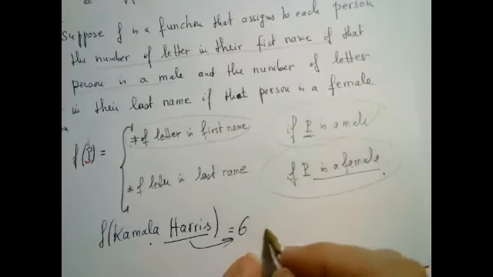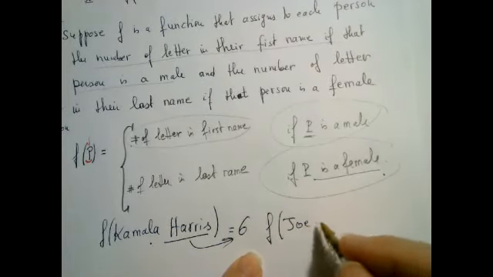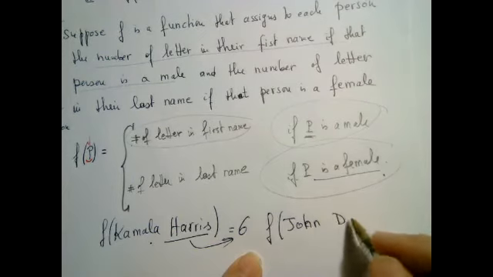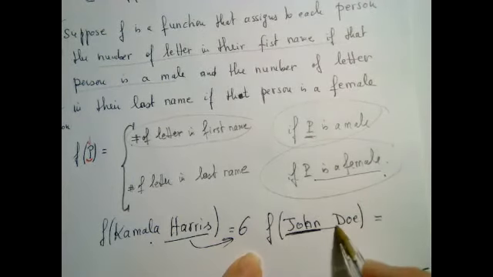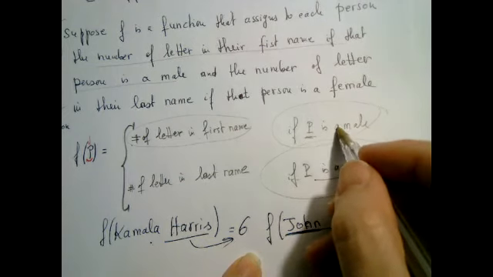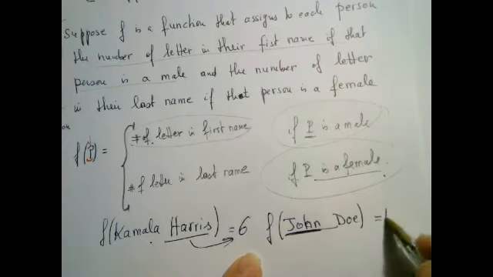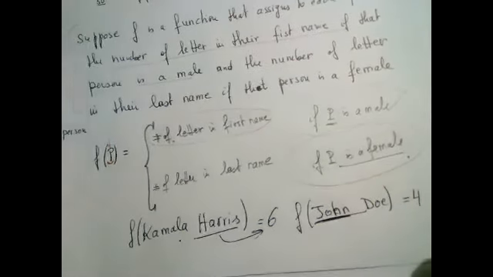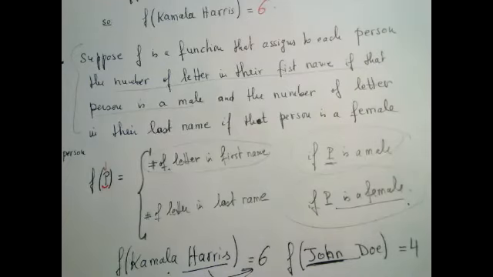Now, if I take f of whatever, John Doe, what's f of John Doe? I look at my input. It's a male. If it's a male, it's the number of letters in the first name. 1, 2, 3, 4. I get 4. All right. So that's really what we're going to be talking about today. So that's really the story problem. Yes. The graph is going to be broken. The graph is going to be broken.